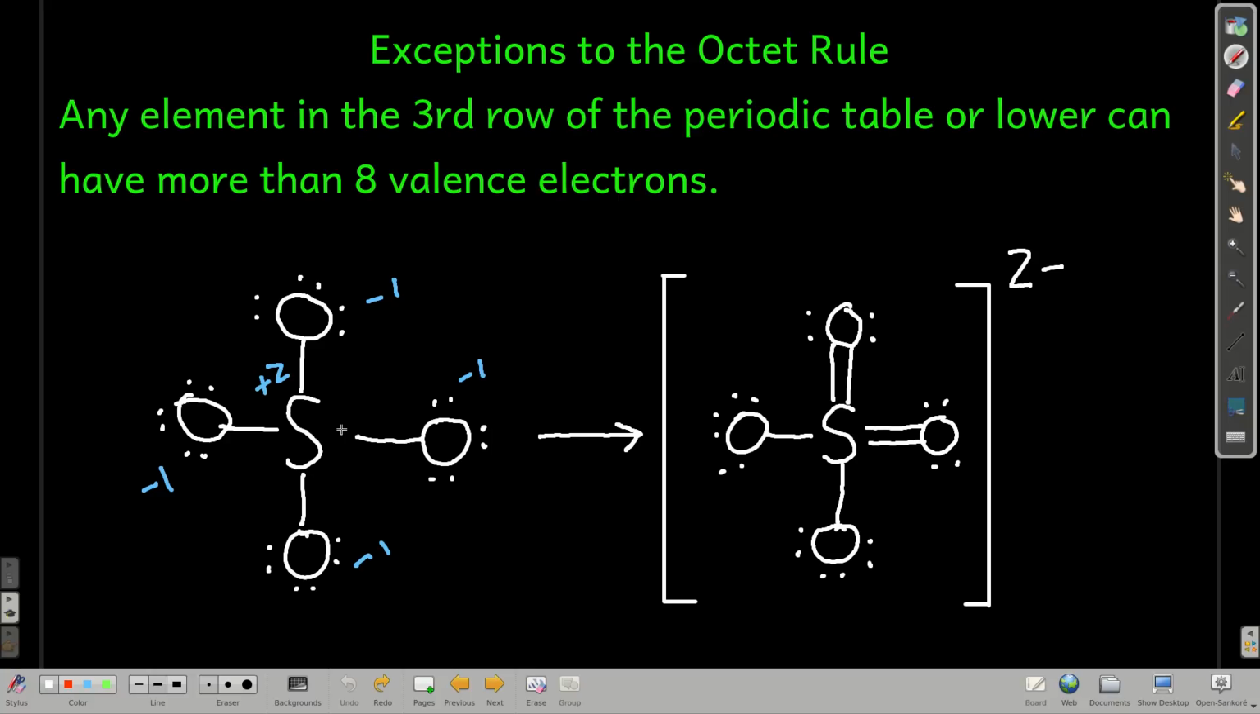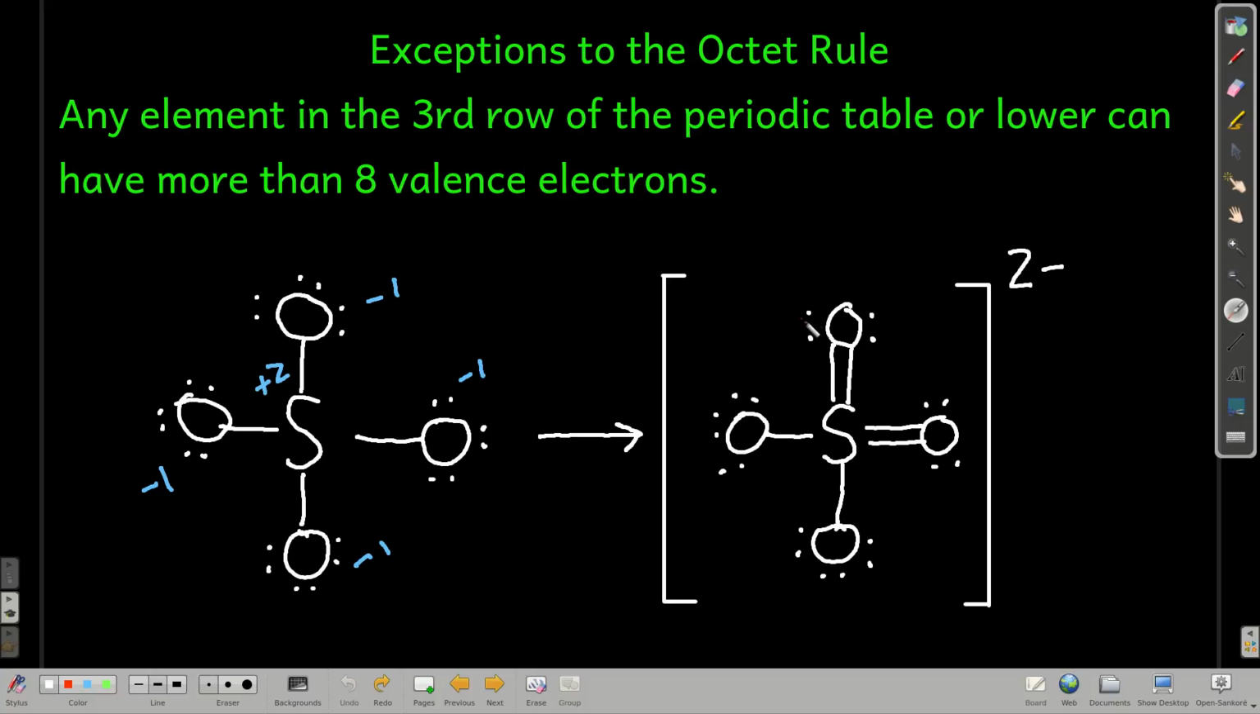Now let's go back and look at our sulfate polyatomic ion. This is a point where we had gotten to. Now that we know that we can violate the octet rule, and knowing that these formal charges aren't that good, right? This +2 formal charge is really ugly. That's a big formal charge. We don't like that.